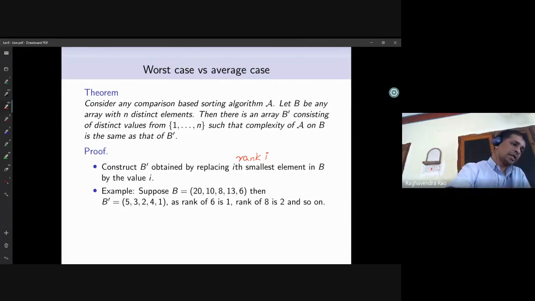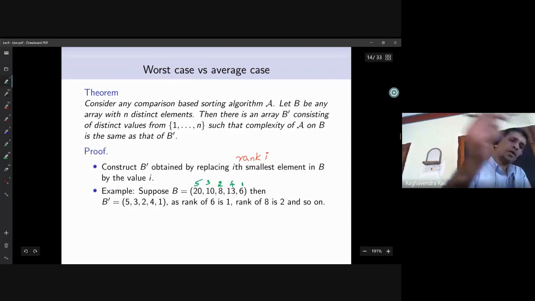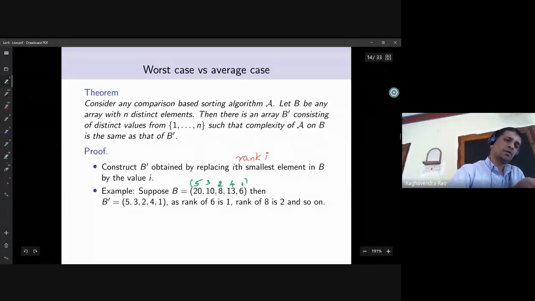Let me be concrete with an example. Let's take this array of 5 elements. What are the ranks? Let me write down the ranks quickly. The smallest element is 6, so rank 1. Oh, sorry. This is rank 1, this is rank 2, this is rank 3, this is rank 4, this is rank 5. Now my array is just this upper part. So B prime is 5 here, then 3 here, then 2 here, then 4 here, then instead of 6, it will be 1. That is all.